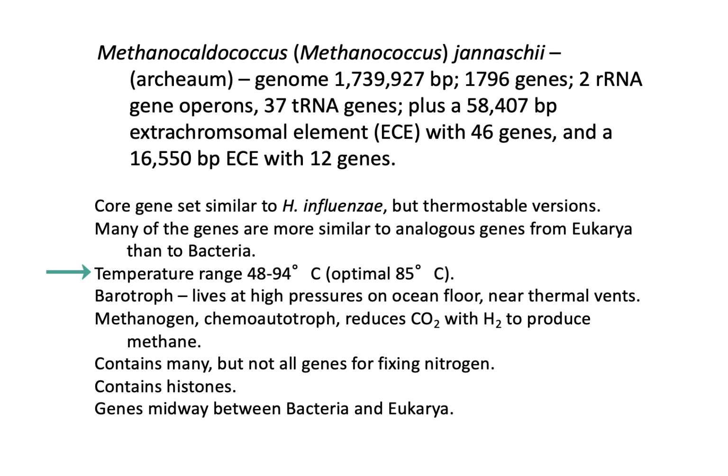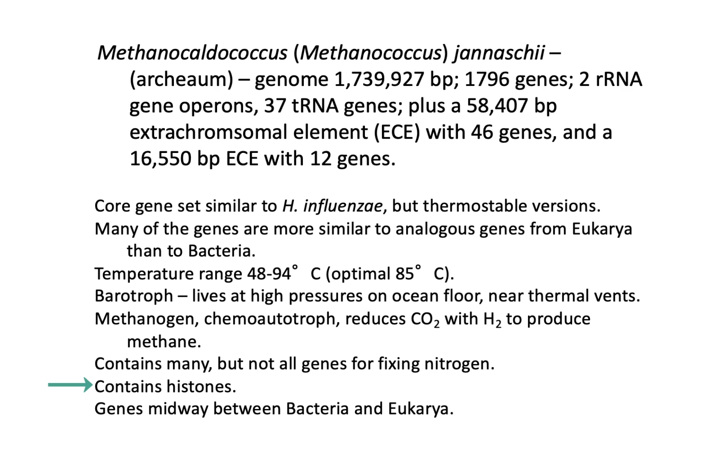Their temperature range is from 48 to 94, so you can imagine that they have some genes and some proteins that are stable under varying temperatures. Their optimal temperature is 85 degrees. They're also barotrophs because they live at high pressure on the ocean floor near thermal vents. They're methanogens, chemoautotrophs, and they reduce CO2 with H2 to produce the methane. And it contains many of the genes for fixing nitrogen, but not all, and that's still questionable. So they may have to gather their nitrogen compounds from other organisms near those thermal vents.